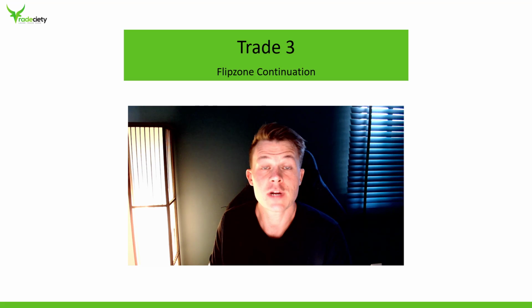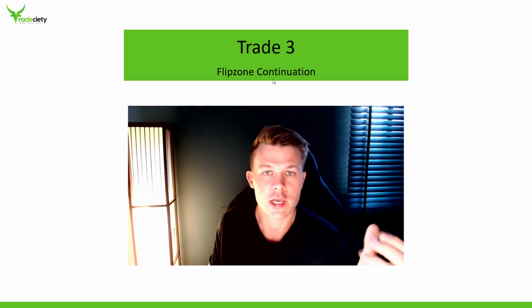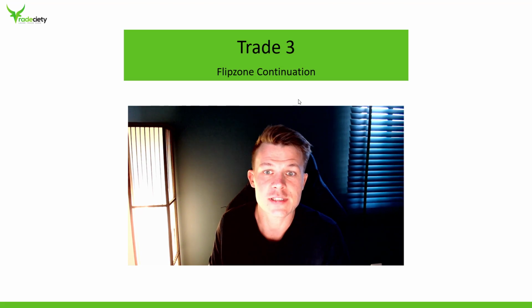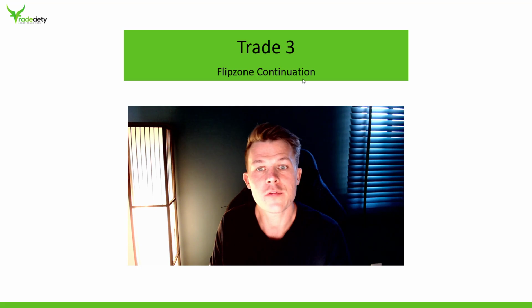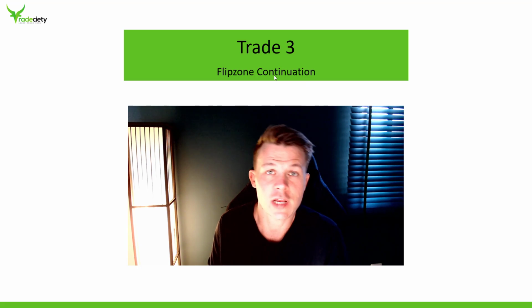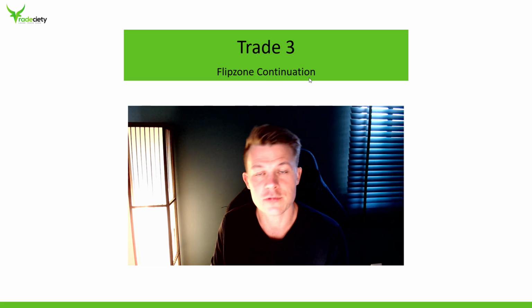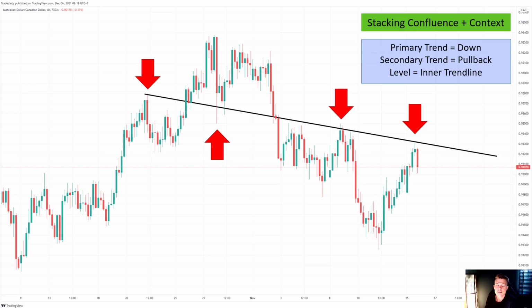Trade number 3, strategy number 3, is a flip zone continuation, and this is particularly interesting if you are a new trader or if you are just looking for a very simple, straightforward approach for a trend trading strategy. Many people say that price is king, but in my opinion, price is second, and first of all, it's confluence. Confluence and context are really king.